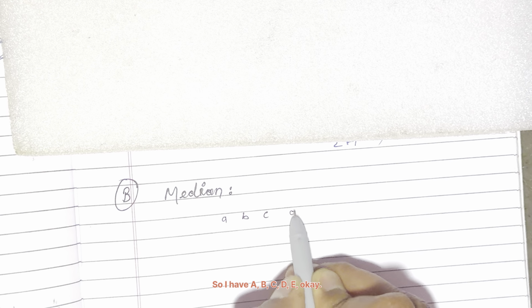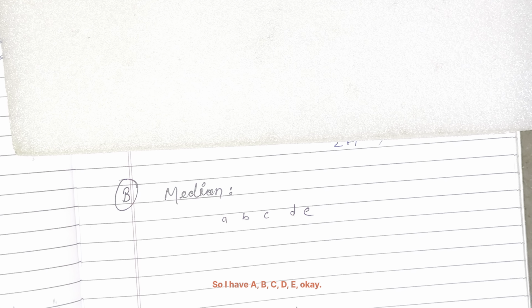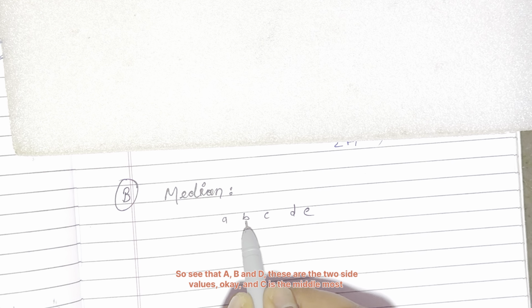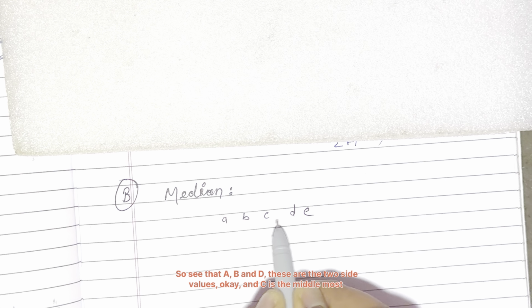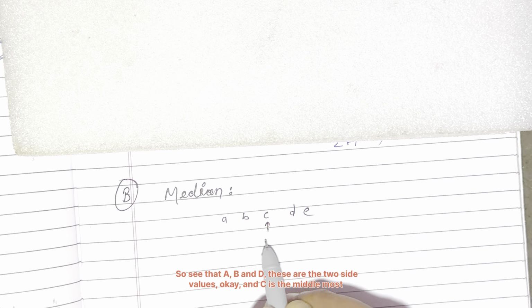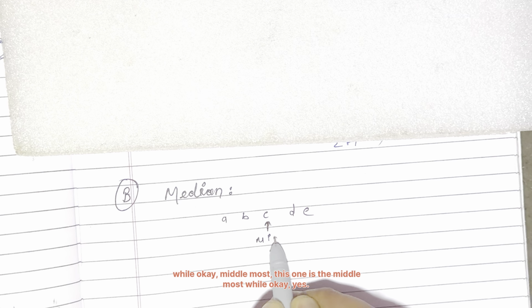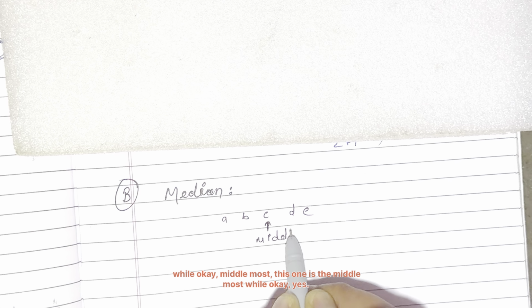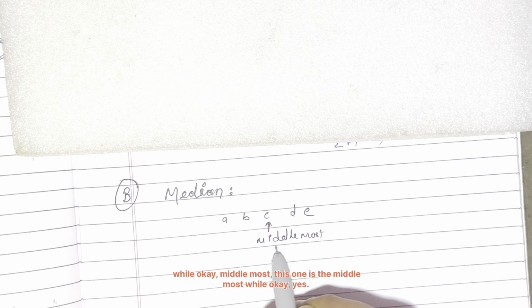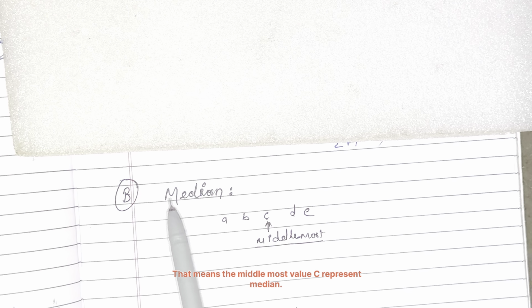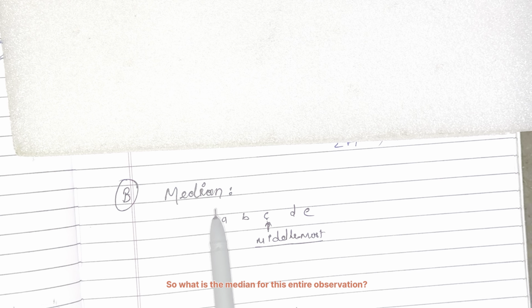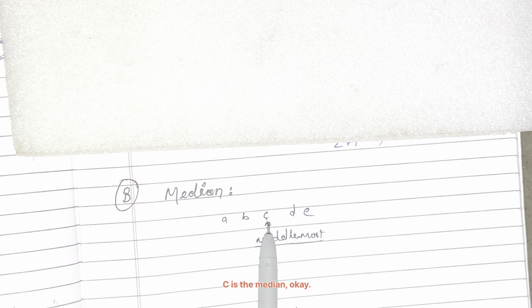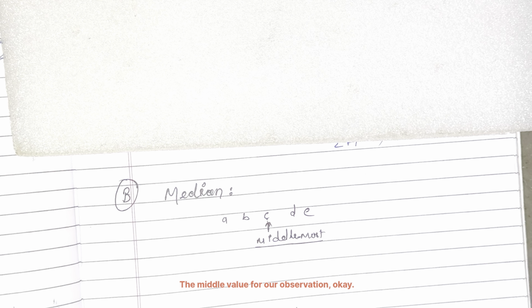Suppose I have these five observations: A, B, C, D, E. A, B and D, E are the two side values, and C is the middlemost value. That means the middlemost value C represents the median. So what is the median for this entire observation? C is the median, the middle value of our observations.